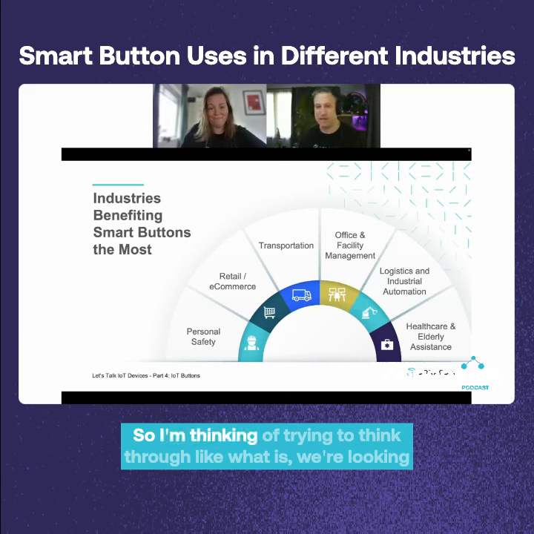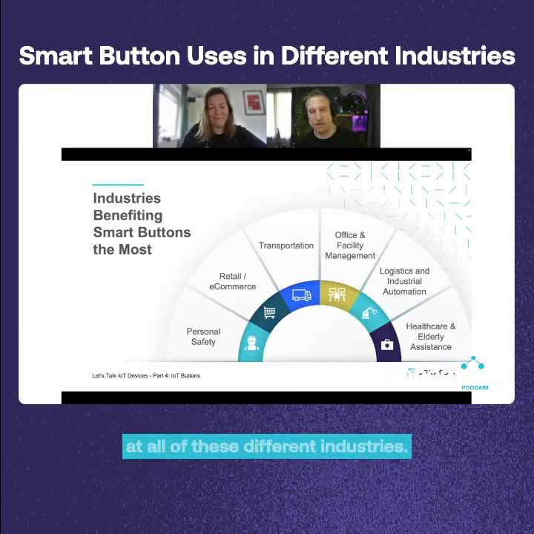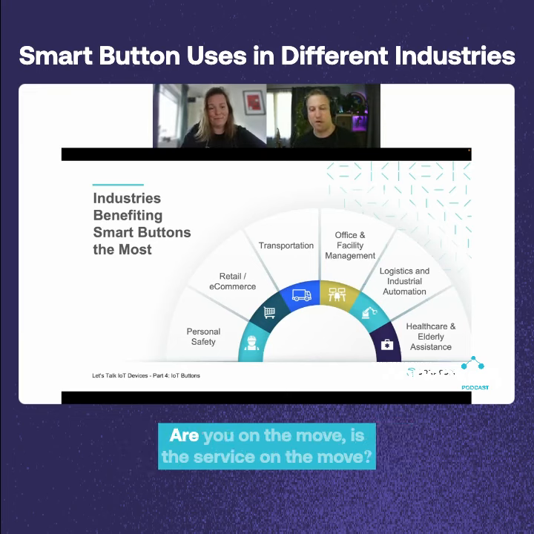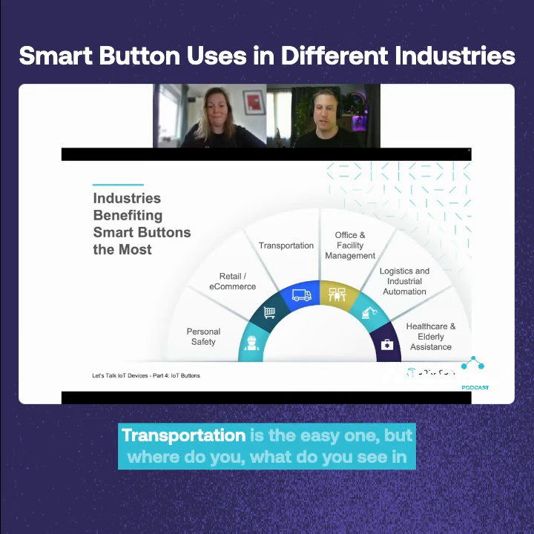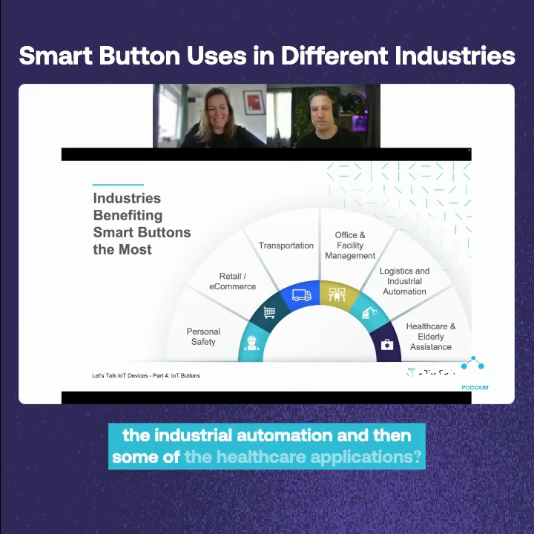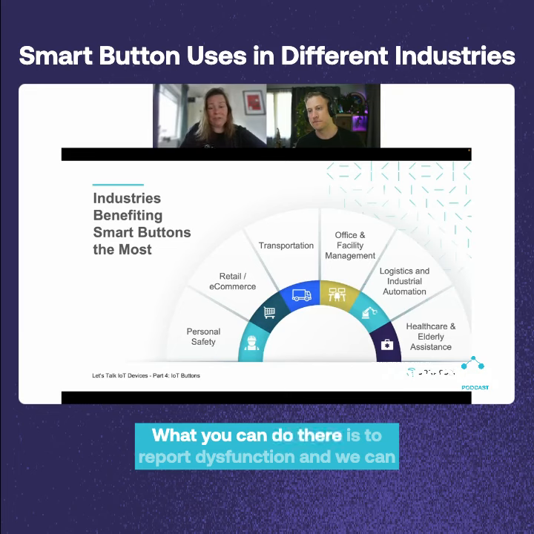Right. So trying to think through, as we're looking at all of these different industries, are you on the move? Is the service on the move? Are you fixed to a specific location? Transportation is the easy one, but what do you see in industrial automation and then some of the healthcare applications? What you can do there is report dysfunction, and we can stick with an industrial printer, for instance.